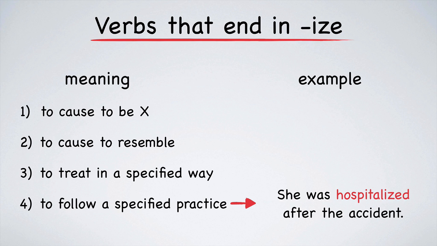As in, she was hospitalized after the accident. Okay, that's it for the suffixes that create verbs. Now let's take a look at how to make abstract nouns.